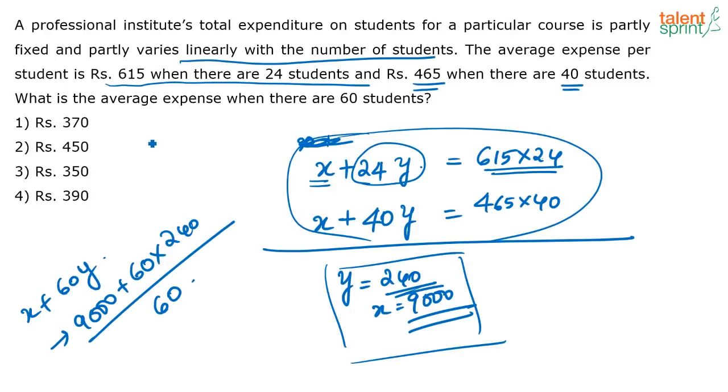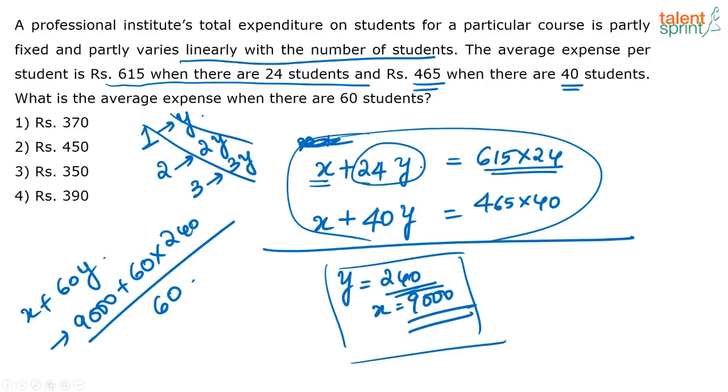So linearly with the number of students means if I have one student, I am assuming that the variable part is Y. So if I have two students, the variable part will be 2Y. If I have 3 students, the variable part will be 3Y and so on. So if I have 24 students, the variable part is going to be 24y. Similarly, if I have 40 students, the variable part is going to be 40y.